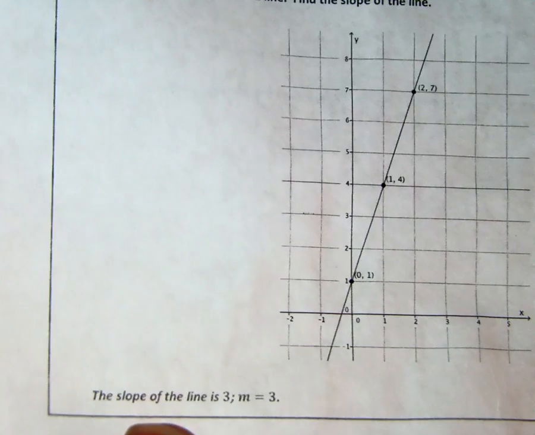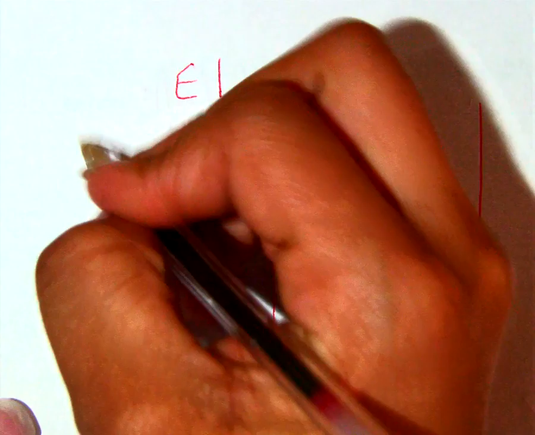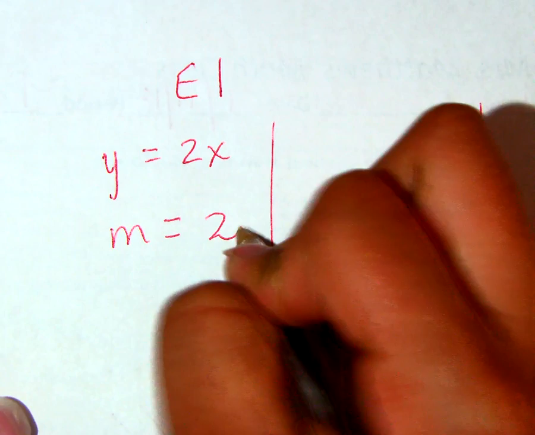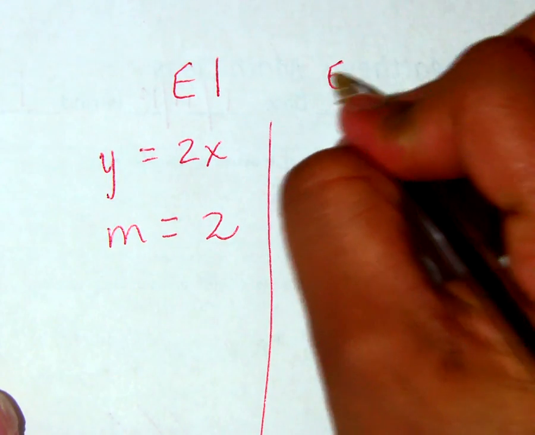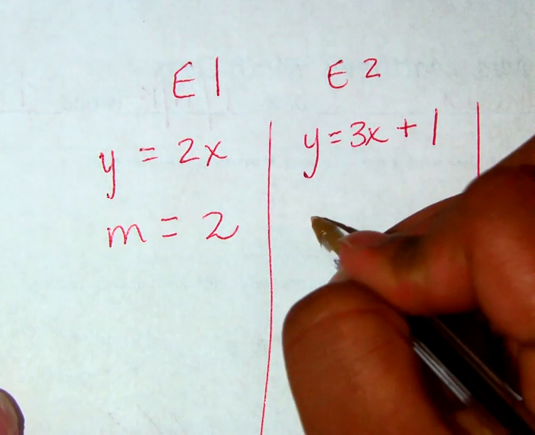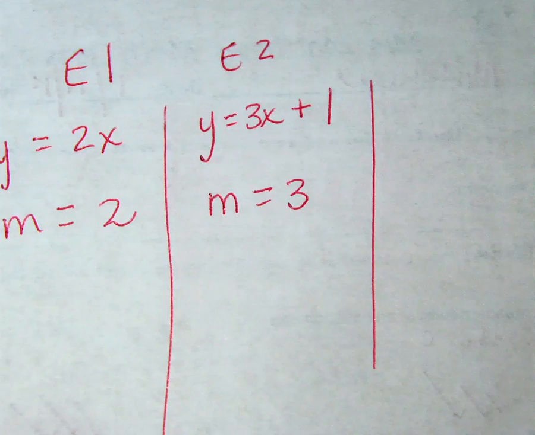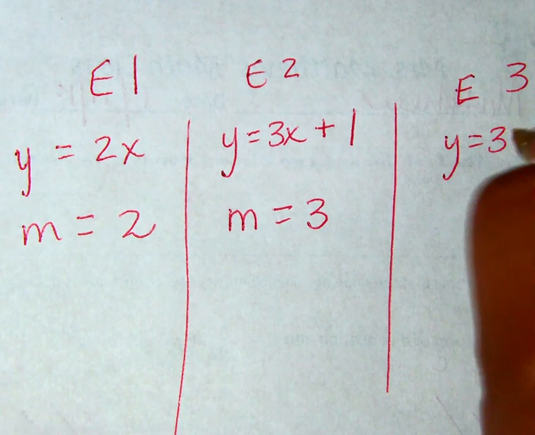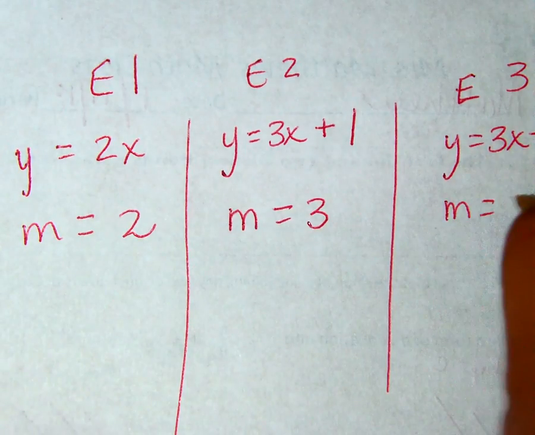So now let's take a look back at the last few problems we've done in exercise number 1, and I'll put them in a table here. So you had exercise number 1 where you had this equation, and slope was 2. In exercise number 2, you had this equation, and slope was 3. And in exercise 3, you had this equation, and slope was 3.